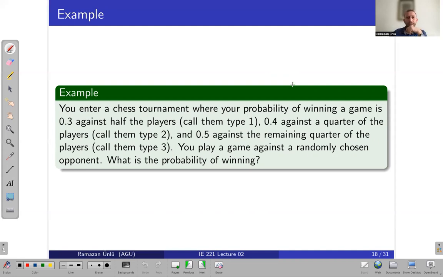So you play a game against a randomly chosen opponent. What is the probability of winning? If you are given information about your opponent, you can easily calculate it. But if I randomly choose, how can you calculate this?